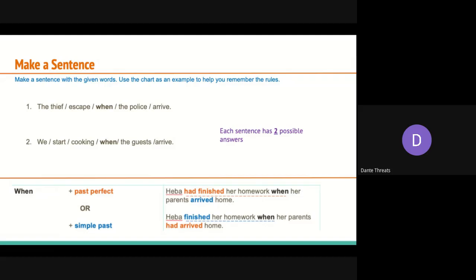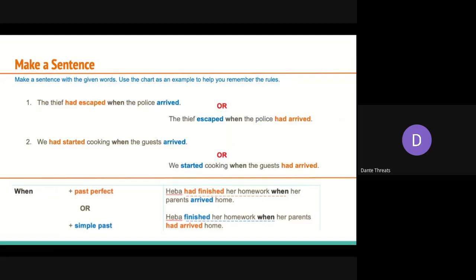Okay, let's see if you've come up with the same answers. Okay, the thief had escaped when the police arrived, or the thief escaped when the police had arrived. Okay. Second one, we had started cooking when the guests arrived, or we started cooking when the guests had arrived.